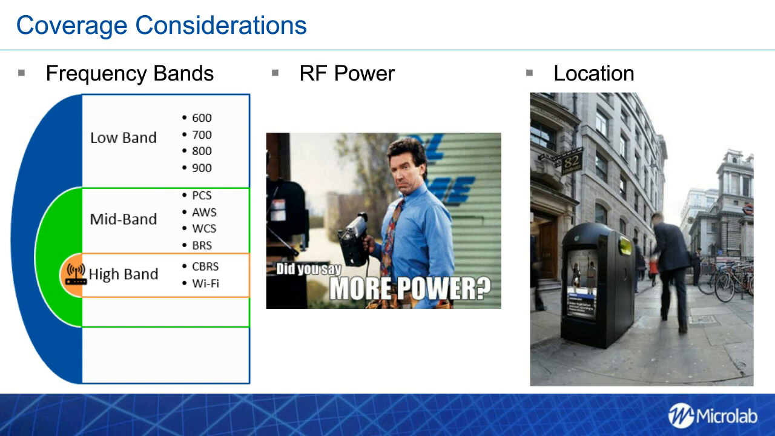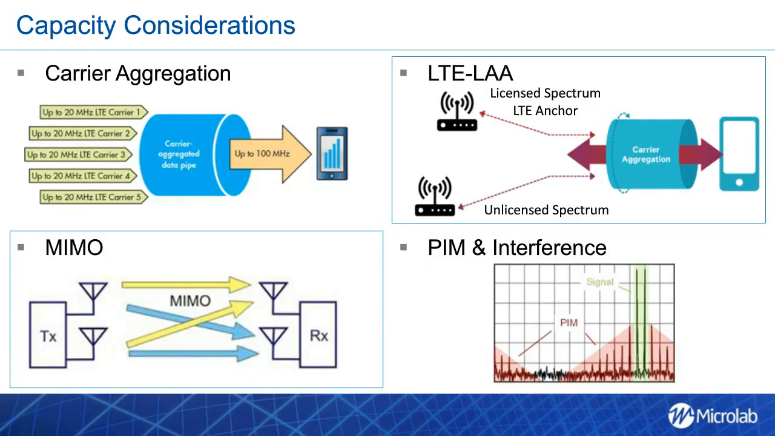Distance, of course, where you place the cell, can heavily dictate the area it covers. This can be impacted by the height of the deployment and environmental obstacles. Now for capacity, there are a few different options you can use to add higher levels of capacity to your small cell site.